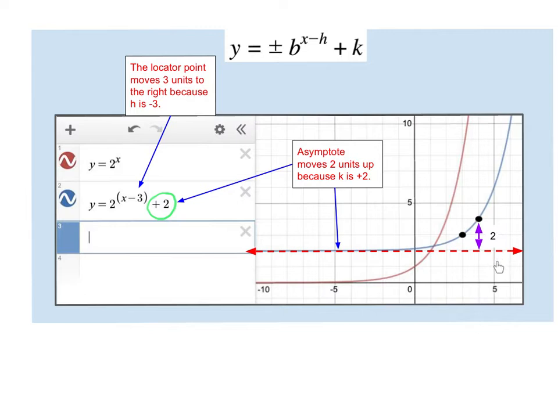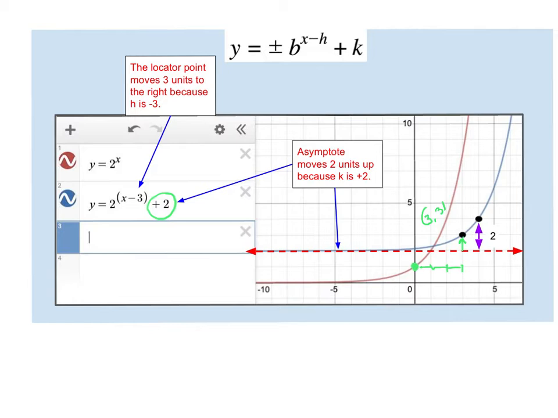Now, to find the locator point, it's 1 unit above. But see where this says negative 3? That means I have to move my locator point 3 units to the right. My original locator point was right here, the point (0, 1). Now I have to move it 3 units, so 1, 2, 3 units to the right. Since the asymptote is here, I go 1 unit above the asymptote. So that's my new locator point, at (3, 3).